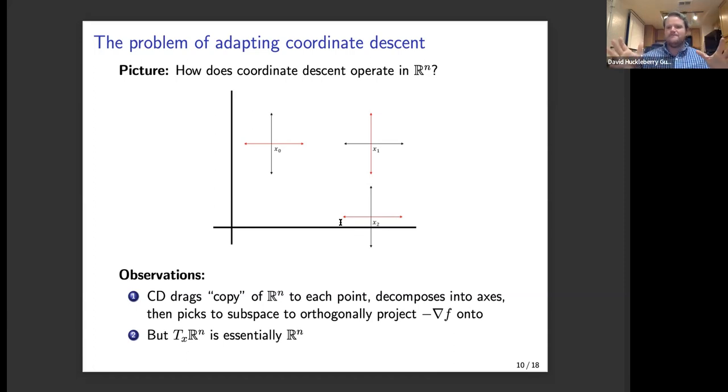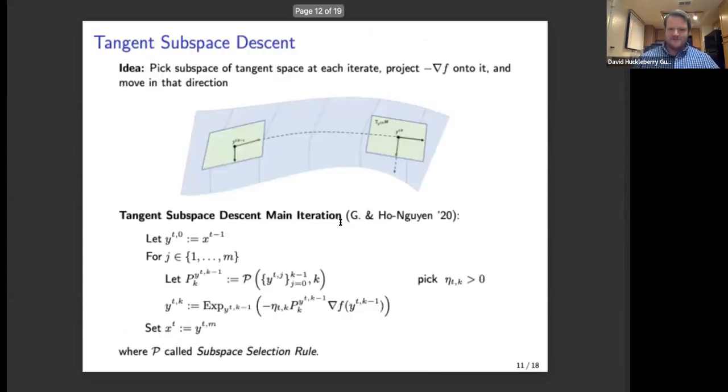So what am I doing? Essentially, at every iteration, I'm taking this set of coordinate axes, these orthogonal subspaces, and I'm dragging them along with me, and I'm picking one either in a cyclic fashion or at random. Okay, so if I think about this as dragging these orthogonal projections along with me, it gives me an idea of how to generalize coordinate descent to a Riemannian manifold.